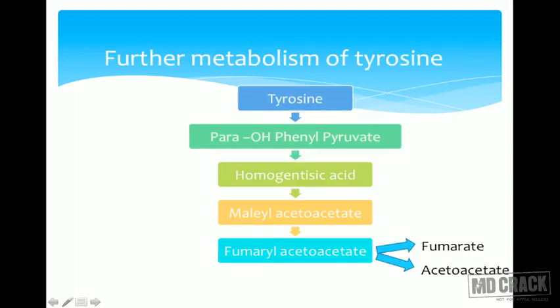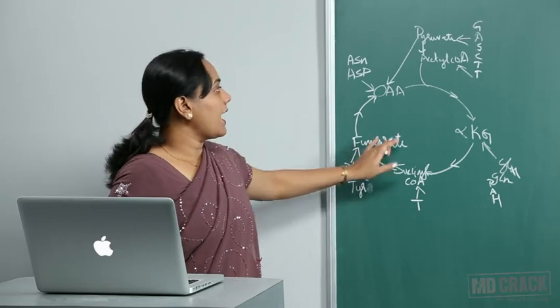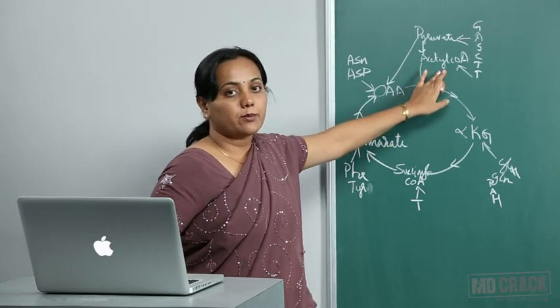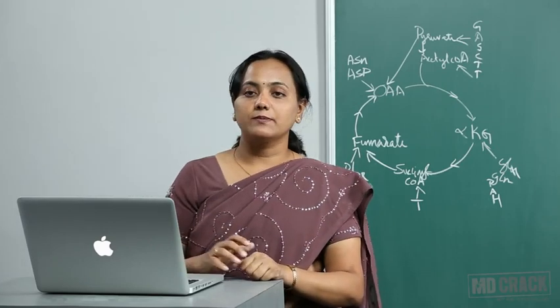Now what happens further to tyrosine metabolism? There are different steps involved here. I have just written it down. You need not know the pathway. Just remember that there is one intermediate that is formed, that is homogentisic acid. Then finally it forms fumarate and acetoacetate. So it forms fumarate and acetyl-CoA, or a ketogenic portion of it, acetoacetate. This is the metabolism of tyrosine.